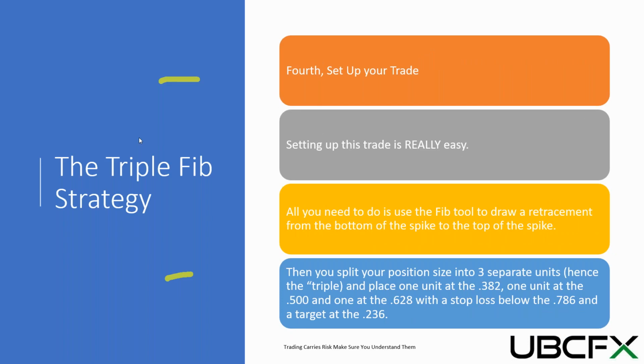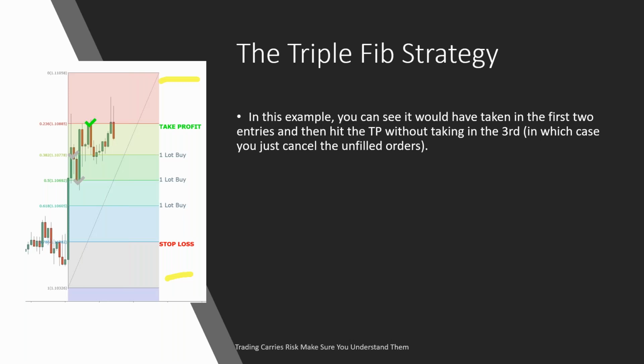Then you split your position size into 3 separate units, hence the triple, and place 1 unit at the 38.2, 1 unit at the 50, and 1 at the 68.2, with a stop loss below the 78.6 and a target at the 23.6.